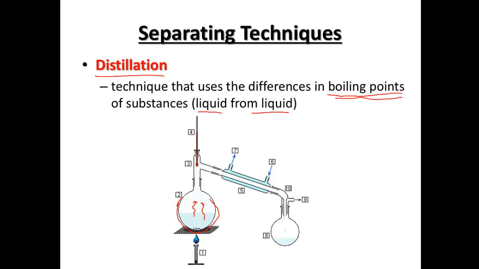The thermometer here will tell what the temperature is of that boiling substance, and as it moves over to the side, it's allowed to cool on this condenser. The condenser allows that to cool down to a liquid and collect it over here. Once all of one substance is collected, the temperature will rise, allowing the next substance to boil off. So anytime we have two or more liquids, they can be separated by distillation.